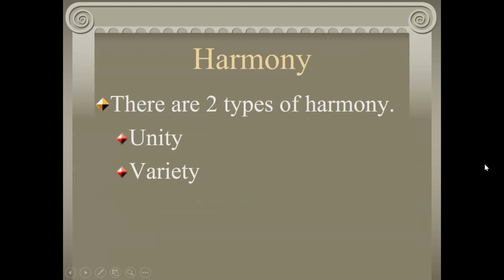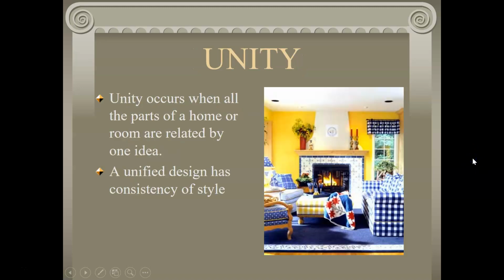Harmony. There's 2 types of harmony, unity and variety. Unity occurs when all the parts of a home or room are related by one idea. A unified design has a consistency of style.